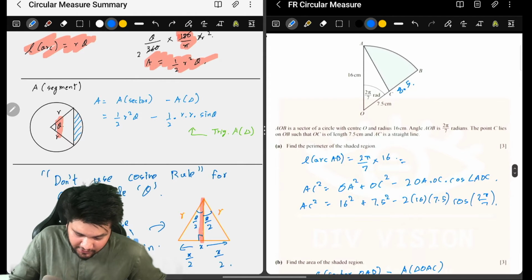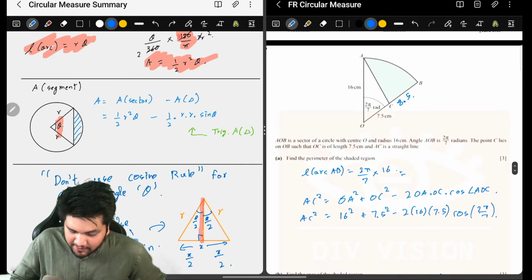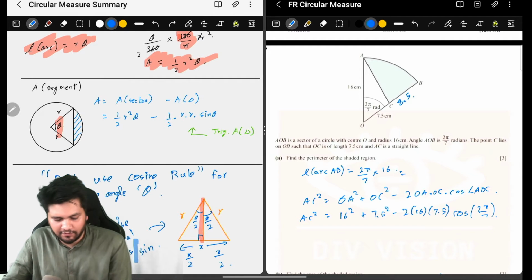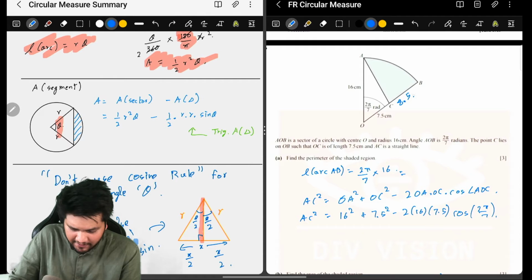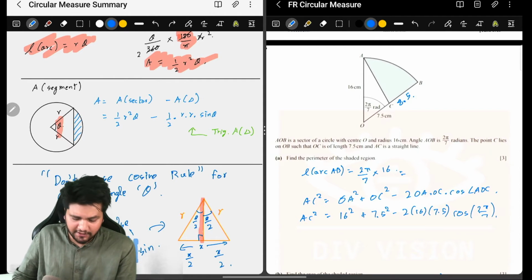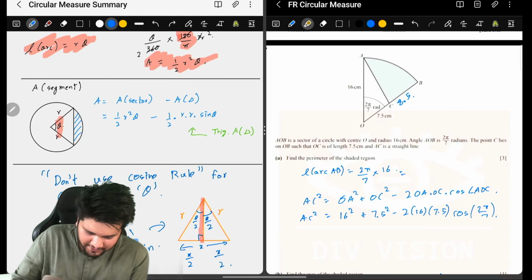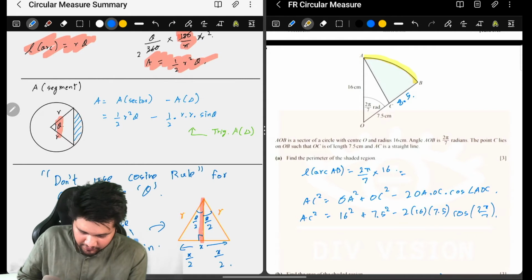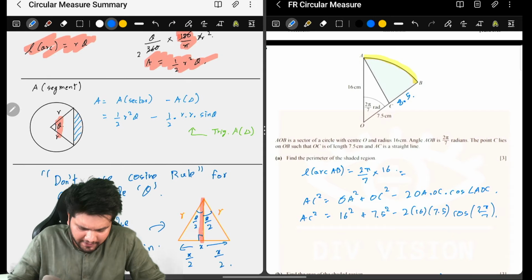So AOB is a sector of a circle with center O and radius 16 centimeters. Angle AOB is 2 pi by 7 radian. The point C lies on OB such that OC has length 7.5 centimeters. So the moment I got this, I can find out that BC is going to be 8.5 centimeters. They're asking you to find the perimeter of the shaded region. For that, we just need length of arc AB. So length of arc is going to be 2 pi by 7 into 16, whatever the value we'll get.